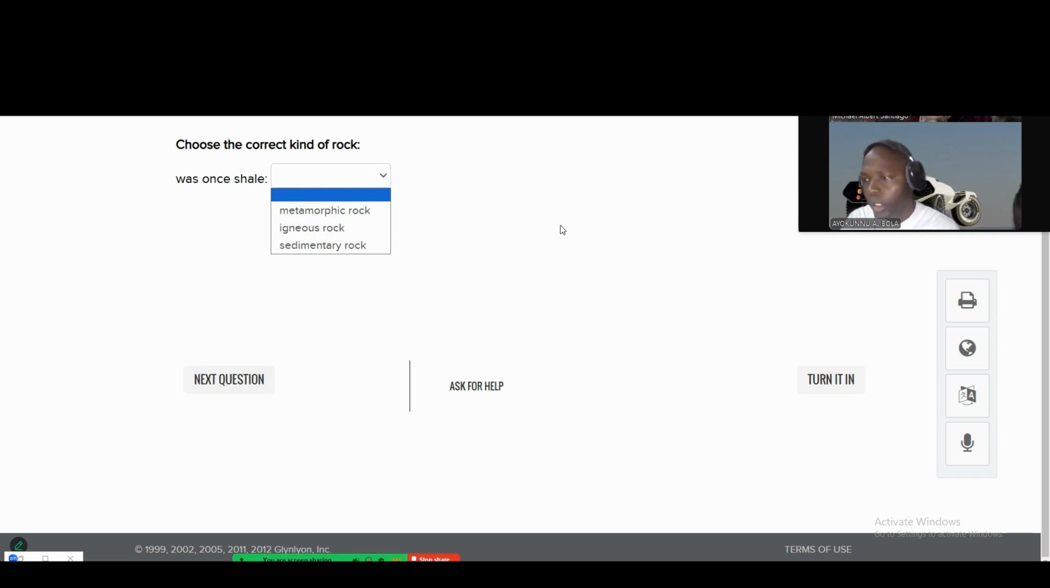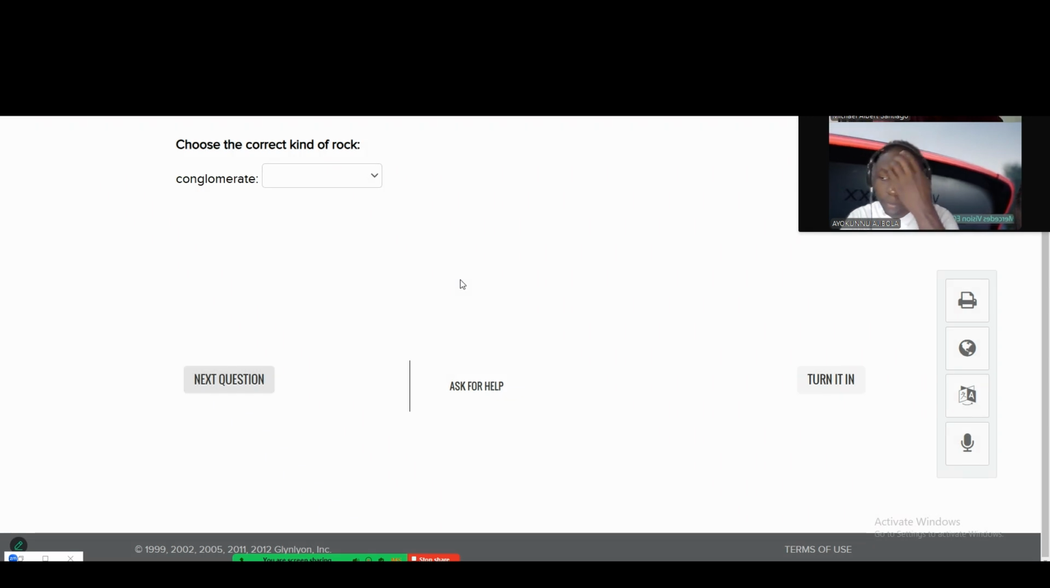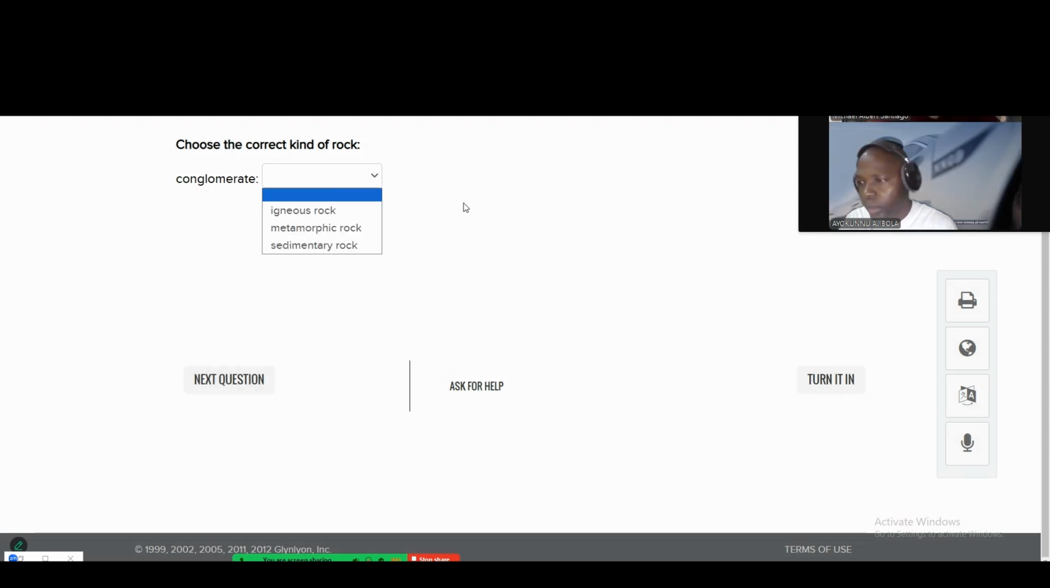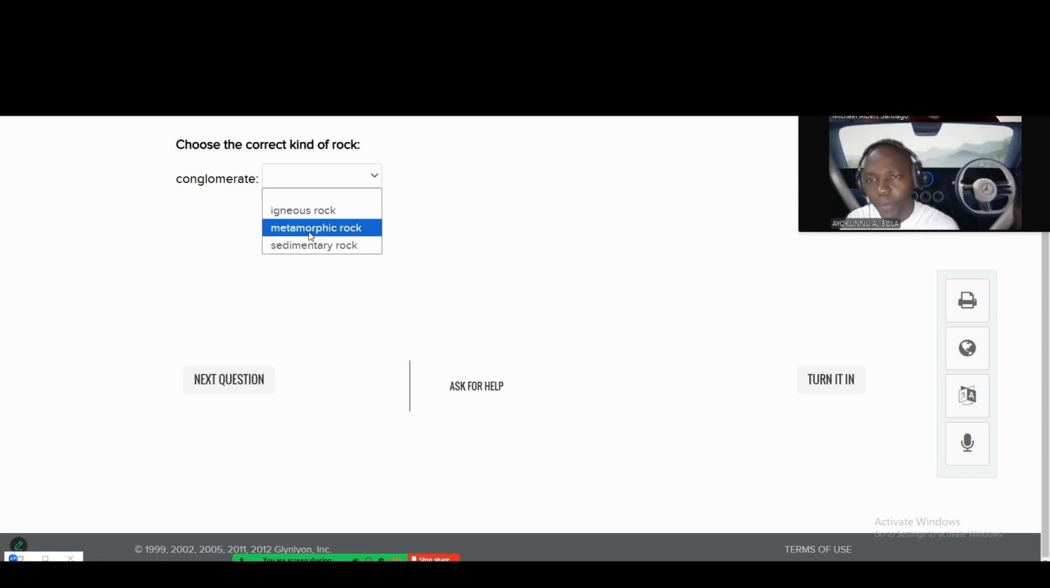Read the next one. Last one is shale. That's metamorphic rock. Yeah, that's correct. Read the next one. Conglomerate. Igneous rock. Conglomerate is sedimentary rock packed together.